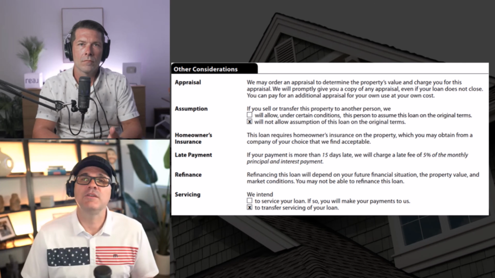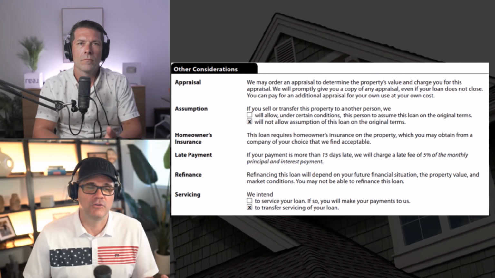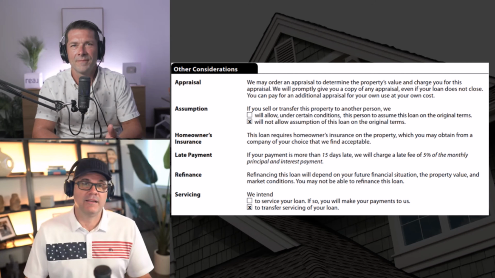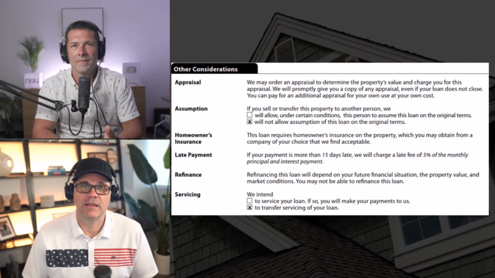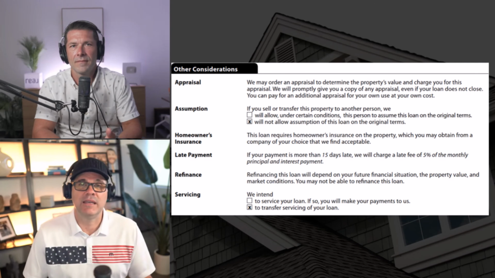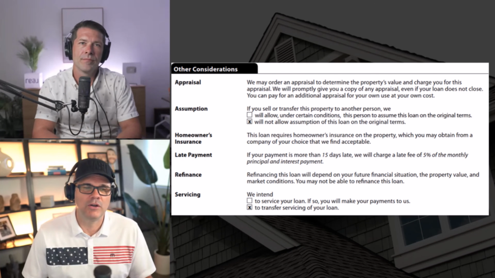Homeowners insurance. Jeb, this is shocking. People were shocked to find out that the loan requires homeowners insurance on the property, which you may obtain from a company of your choice that we find acceptable. So we've talked about this in light of all the chaos with homeowners insurance recently. Some people that own their home free and clear are choosing to self-insure. I'm going to save money in case there's a catastrophe. I'm not paying this every month. If you have a loan, the lender's not going to go for that. They're going to say, you are going to insure this so that if there's a catastrophe, I am made whole and I don't end up with a vacant lot.